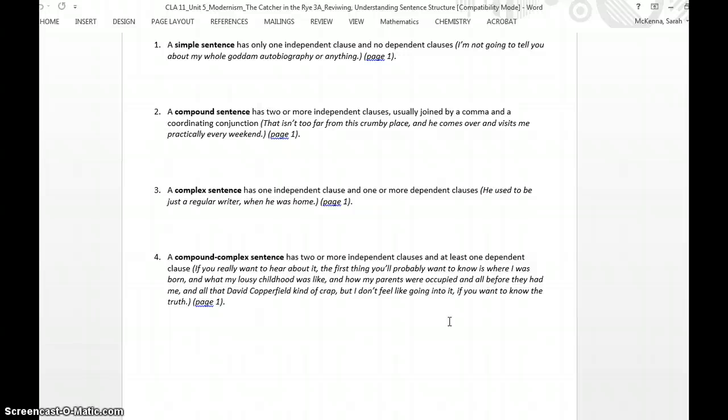So the example would be, "If you really want to hear about it, the first thing you'll probably want to know is where I was born, and what my lousy childhood was like, and how my parents were occupied and all before they had me, and all that David Copperfield kind of crap. But I don't feel like going into it, if you want to know the truth." So you can see there are several times where through narration Holden Caulfield has told us an independent clause, but he's also added in several dependent clauses to give us additional information.